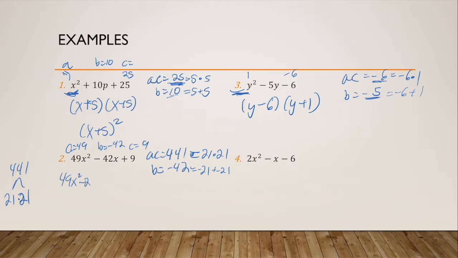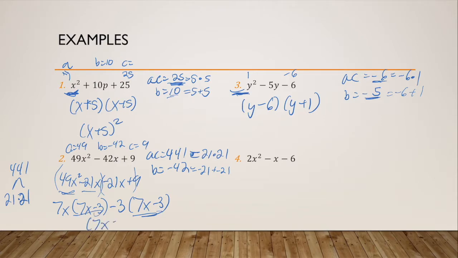So I've got 49x squared minus 21x minus 21x plus 9, and then I can factor by grouping. The greatest common factor of 49x squared and 21x is a 7x. The greatest common factor of negative 21x and 9 is a negative 3, when we don't like negative leading coefficients. And remember that these should look the same. So I've got 7x minus 3 times 7x minus 3, which is 7x minus 3 squared.